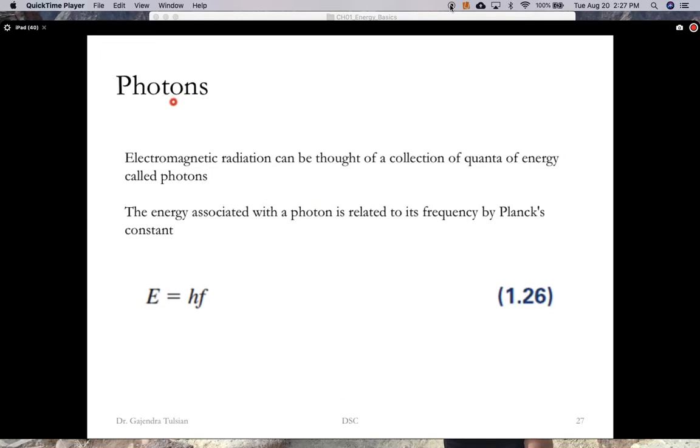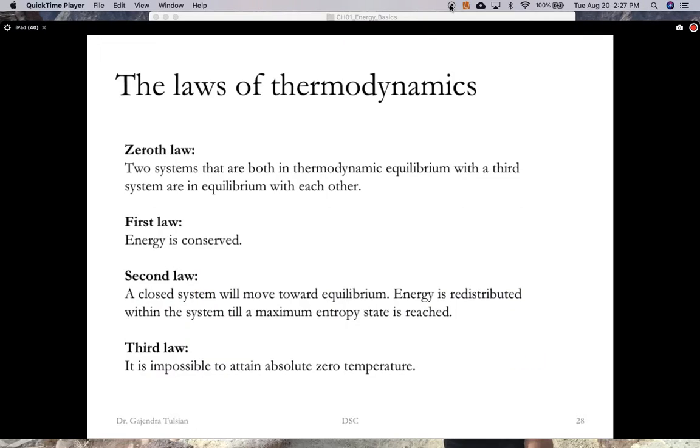Okay, so like I said, electromagnetic radiation comes in little packets called photons, and the energy of the photon is h, Planck's constant, times the frequency of the radiation. All right.